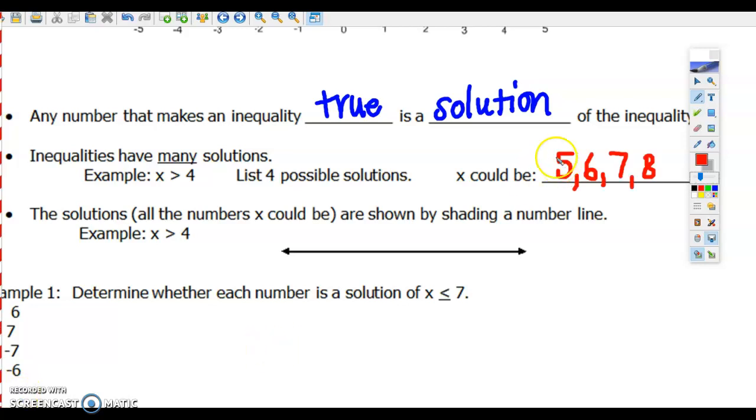All right, guys, did you get the same as me? I said 5, 6, 7, 8, but really you could have listed any number that's greater than 4, not 4, any number greater than 4. Okay, now the number line.